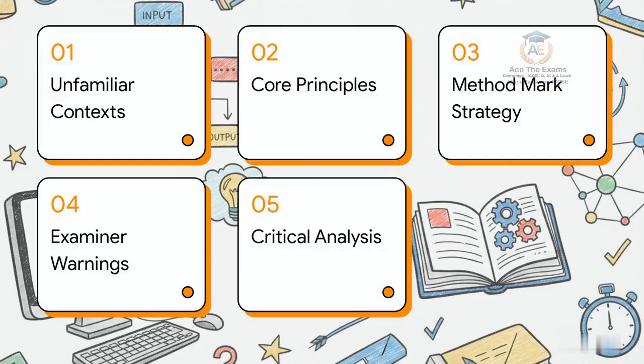Today, we are going to fix both Alex and Sam's mistakes and give you the absolute blueprint to conquer this paper. Here is our strategic agenda for today's explainer. First, we'll tackle the unfamiliar context challenge. Second, we'll build the core theoretical principles. Third, we unlock the method mark strategy. Fourth, we'll navigate the top 3 examiner warnings. And finally, we'll master critical analysis and evaluation.